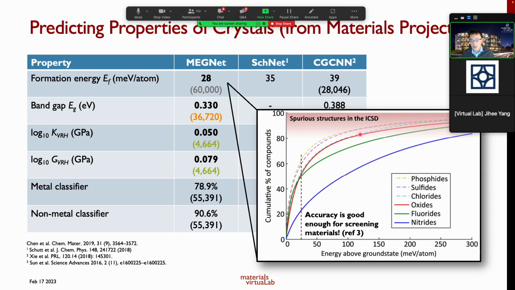What he found was that about 80 to 90% of those compounds fall within about 100 meV per atom of the ground state. In other words, most of the crystal structures that people have made, so they are synthesizable, are within 100 meV per atom of the ground state structure. And 28 meV per atom is of course well within that 100 meV per atom. With this kind of accuracy, we are already able to predict with some degree of confidence whether something is likely to be stable or not.